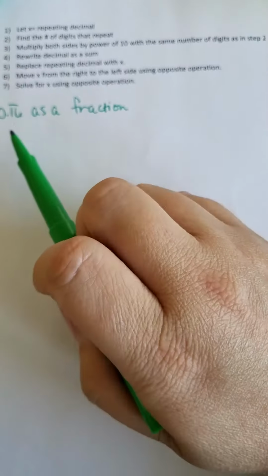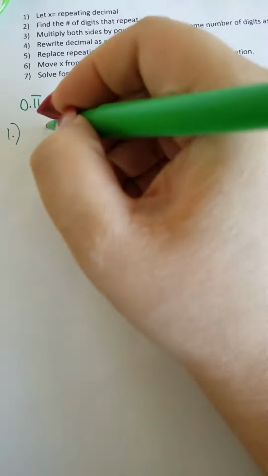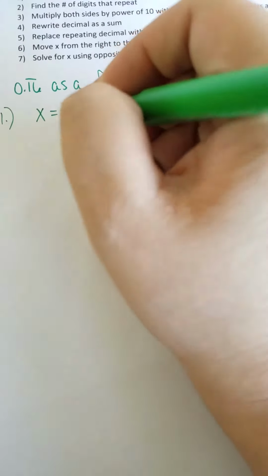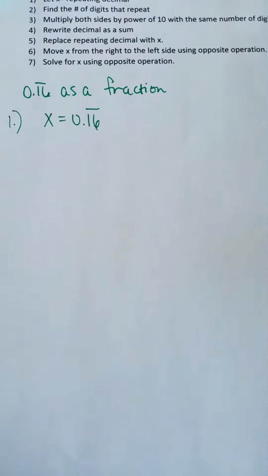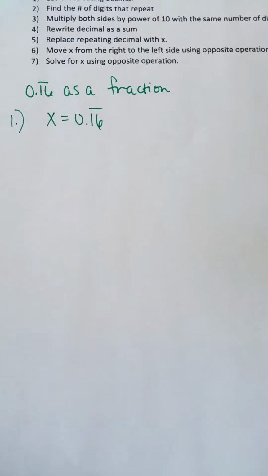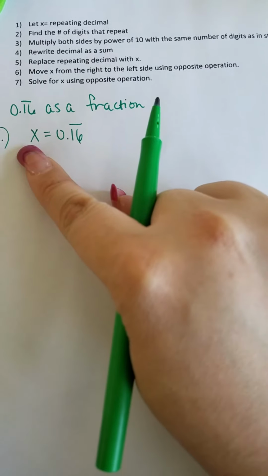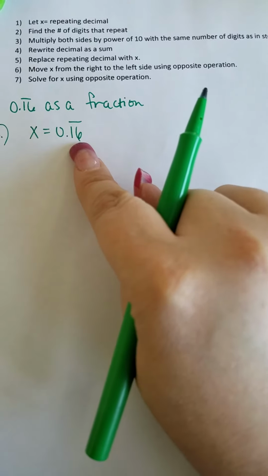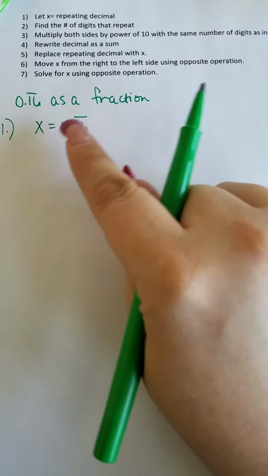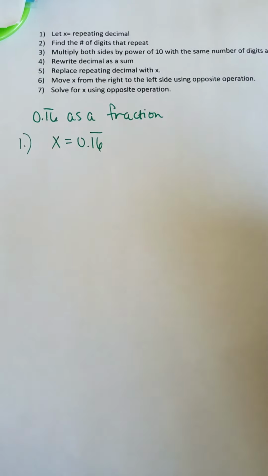So this is our repeating decimal right here, 0.16 repeating, so that's what we need to focus on changing to a fraction. Step number 1 is to let x equal that. So x is going to equal the repeating decimal, just as easy as that. So again, these are interchangeable. If I have this, I can replace it with this. If I have x, I can replace it with the decimal. They are interchangeable because, again, they represent the same thing.